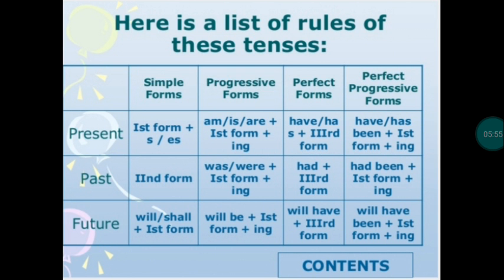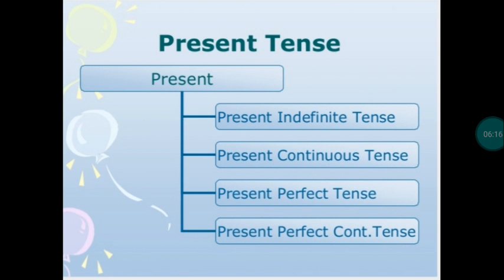Then in the future progressive, you say I will be or I shall be eating. In the future perfect form, you say I will have or I shall have eaten. And then in the future perfect progressive form, you say I will have been eating. This is just one example.